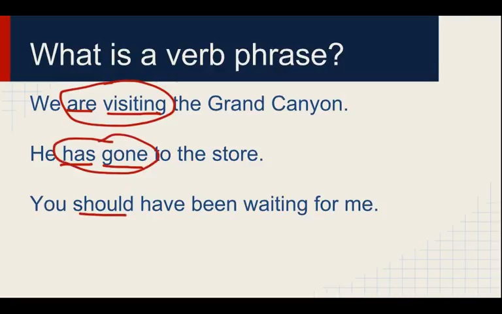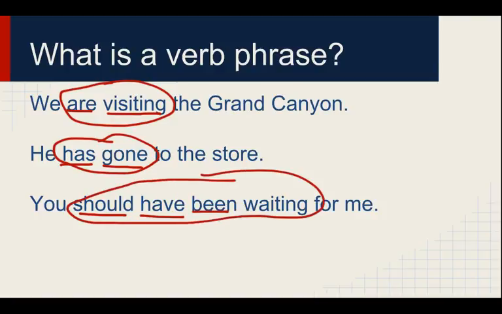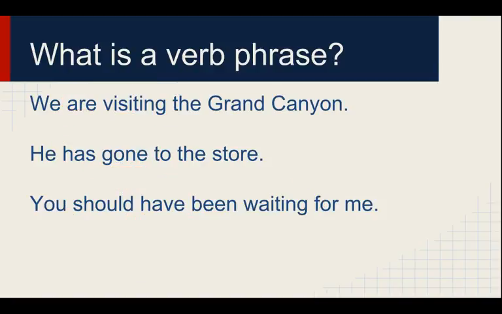Should is a helping verb. Have is a helping verb. Been is a helping verb. Waiting is the main verb. So should have been waiting is the verb phrase.